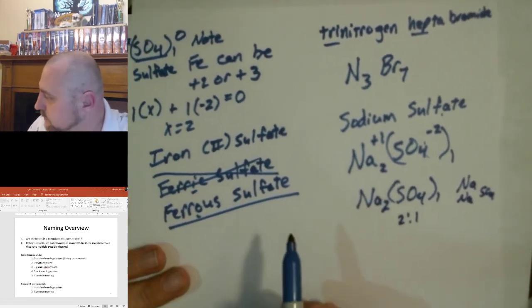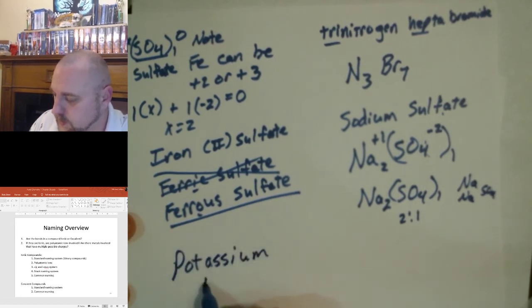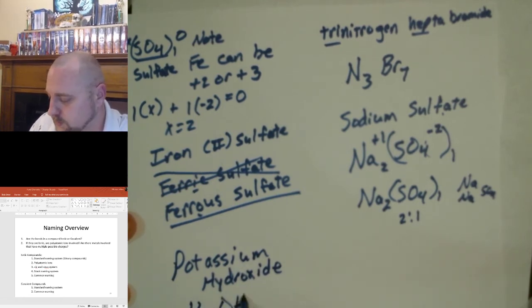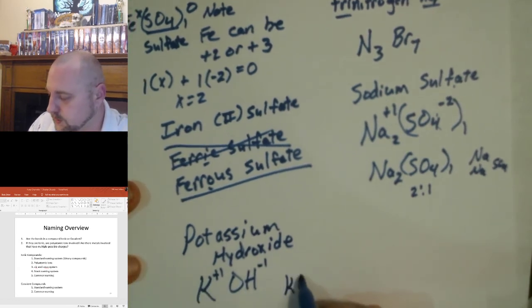Running out of space on that one. Alright, potassium hydroxide. Potassium's K. Again, we got an ionic bond. Hydroxide, OH. Potassium's in group 1. It's got a +1. Hydroxide's got a -1. I crisscross, it's 1 to 1. So it'll just be KOH.